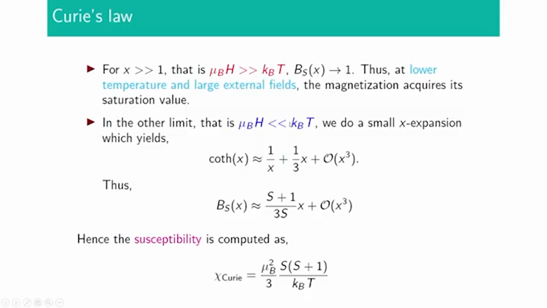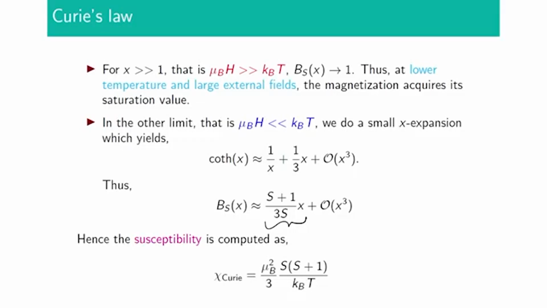In the other limit, the temperature is high, and the magnetic energy is much lower compared to the temperature. We can do a small x expansion of this Brillouin function, which yields a form that is (S plus 1) divided by 3S into x. That gives you what is known as the Curie susceptibility.